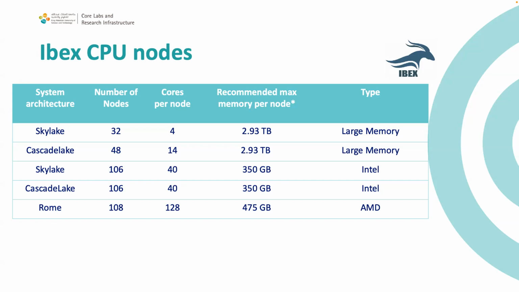But then we have many more CPU nodes that you're familiar with, your computers have them, that are Intel and AMD. And you can see that they have different configurations about memory. You can max out some, and depending on your request, you will have one type or the other.